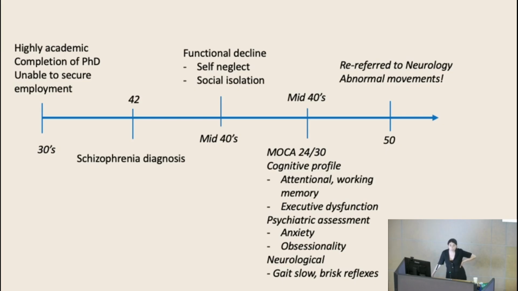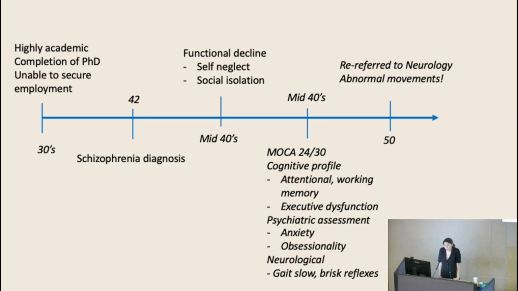In his early 40s, he developed paranoid delusions, which led to a diagnosis of schizophrenia. And by his mid-40s, he began to decline functionally, unable to manage his affairs and unable to look after himself. He moved back in with his parents, who were healthy and well, and he was referred in for a medical assessment. At that time, his cognitive profile showed deficits in attention, working memory, and executive dysfunction. His psychiatric assessment demonstrated anxiety and obsessionality, and his neurological exam showed that his gait was slow and his reflexes were brisk, but there were no abnormal movements.